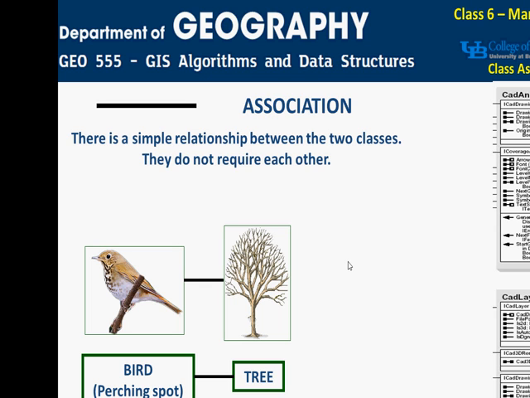Eventually it wouldn't be good for them, but I could cut down all the trees. It doesn't make the birds disappear. Conversely, if I killed all the birds, the trees don't vanish. They have more of a loose association with each other, and that's indicated on the diagram with just a solid line. In the example here, I have a GIS example.